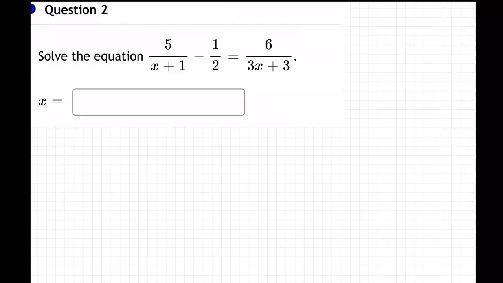Okay, so on this question, we have an equal sign. So let me put that in. I like to separate. So we have left side, right side, right? Okay, so what do you do when you have rationals, means fractions, with an equal sign?